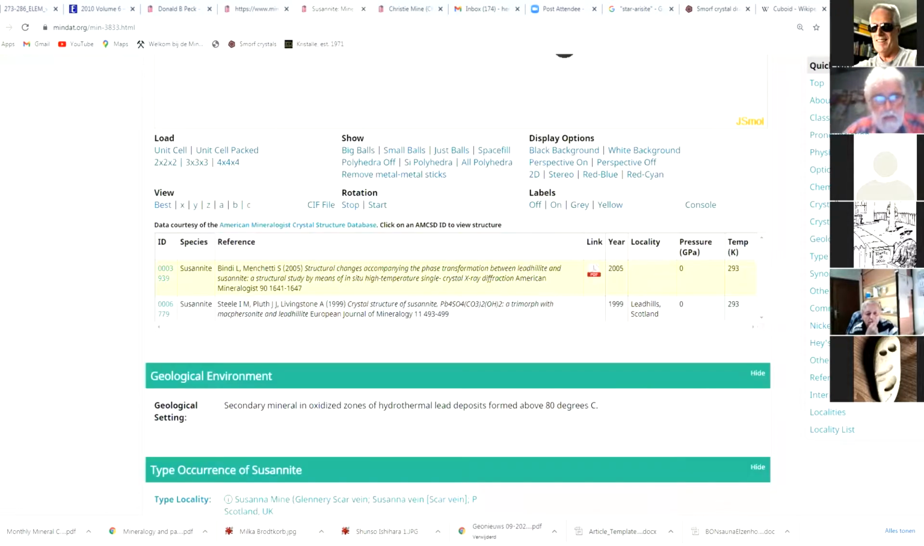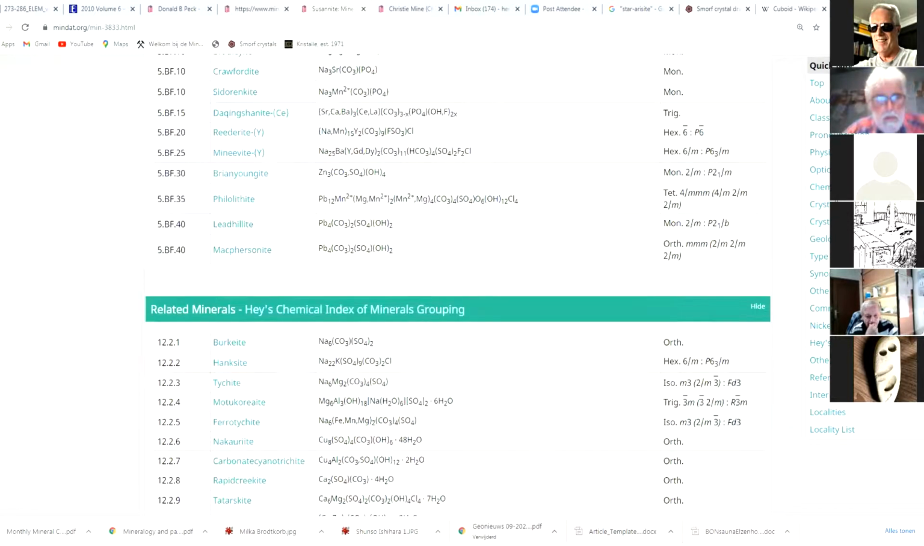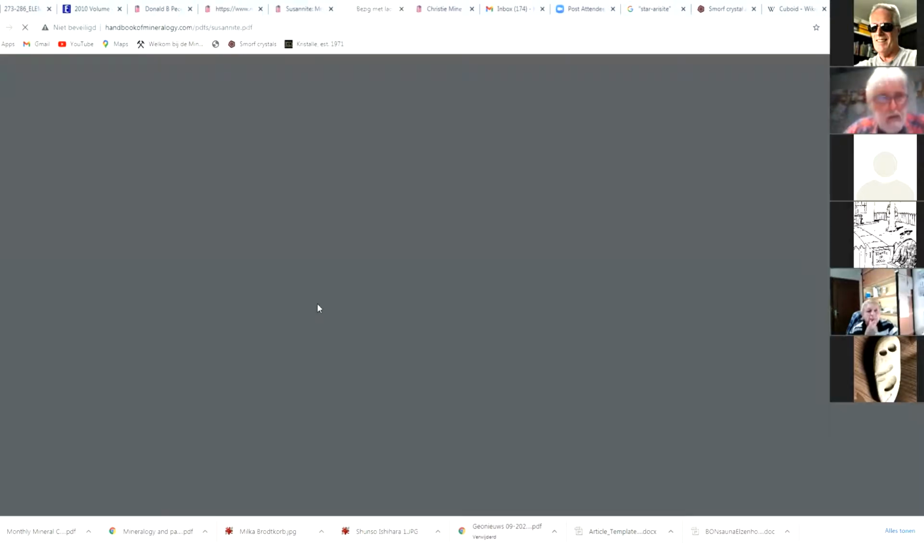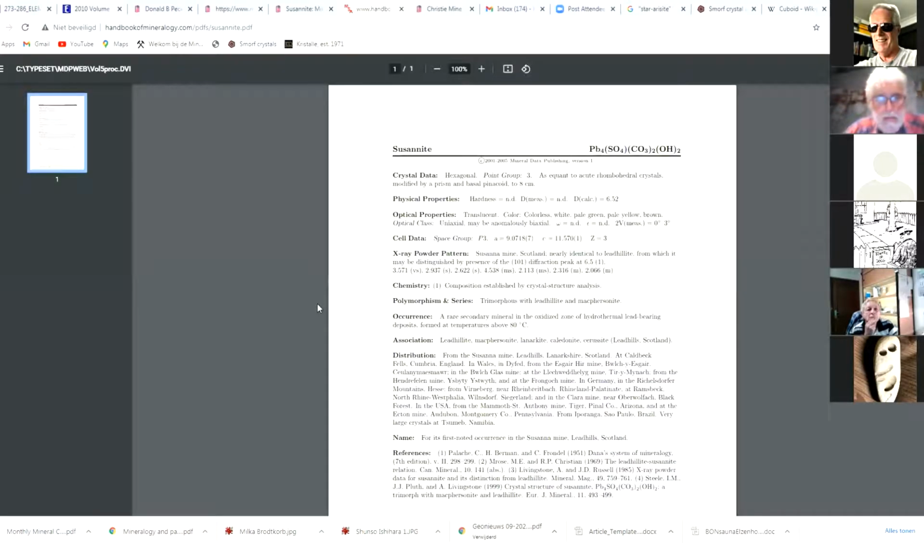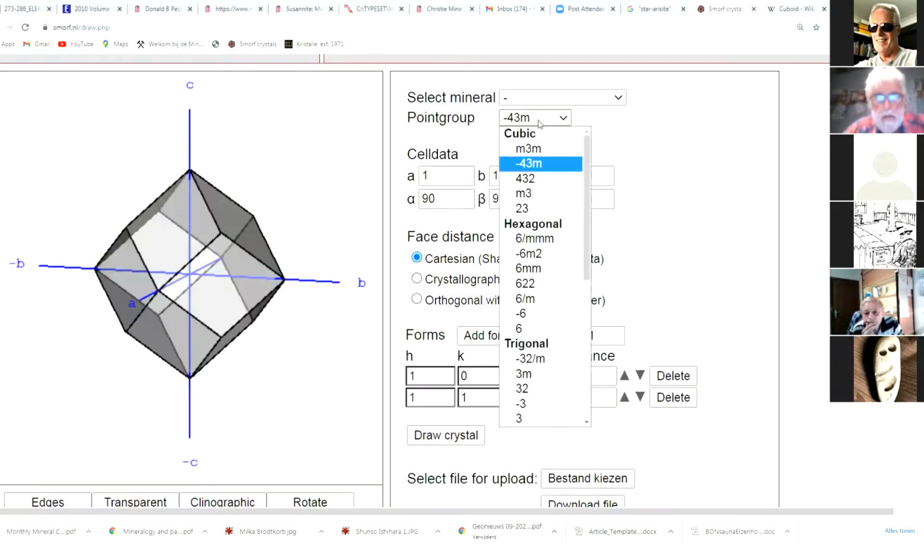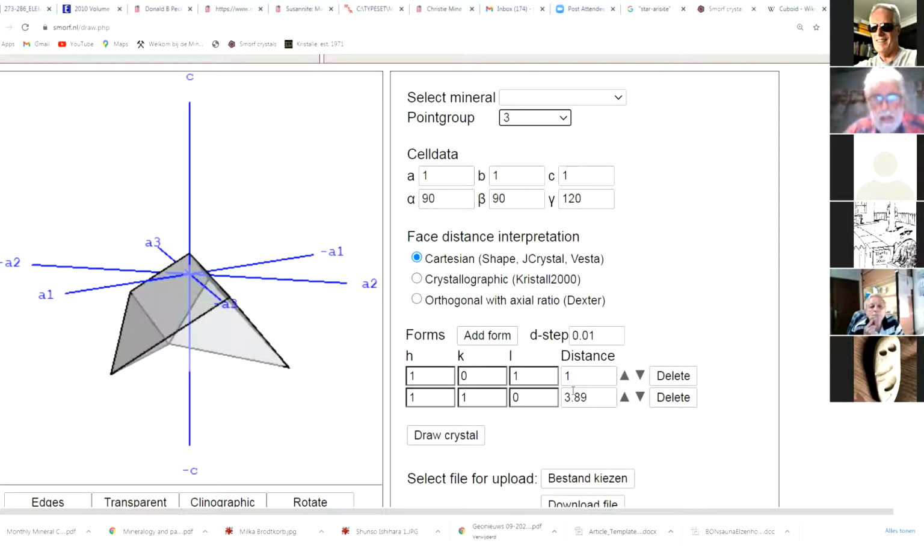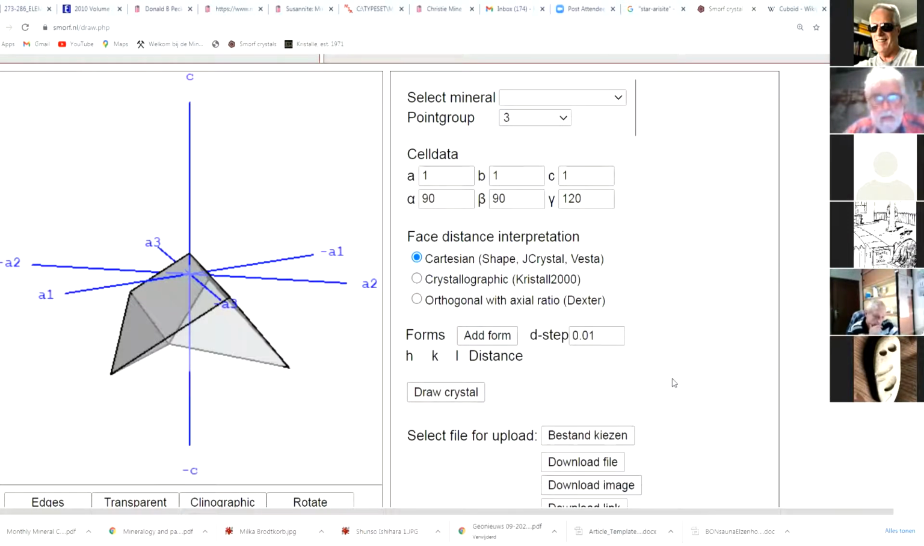Let's see if we find more in the Handbook of Mineralogy. Point group 3, so it's just 3. Point group 3, which is the lowest symmetry of the trigonal system. Okay, so we delete these. Okay, and now we're going to draw the crystal.